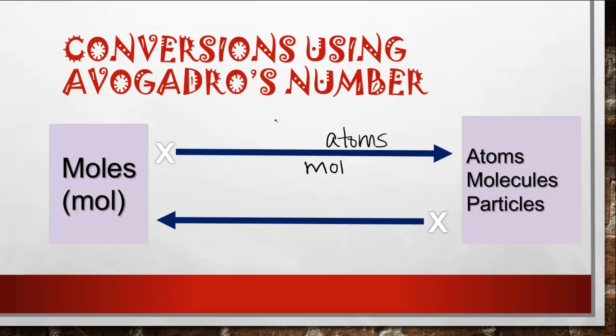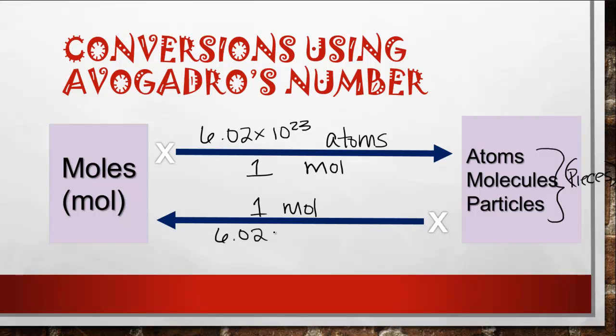So now again, to be a conversion factor, I need some numbers. Well, I'm going to use Avogadro's number, 6.02 times 10 to the 23rd, because we know there's that many atoms in 1 mole, or that many molecules, or that many particles in 1 mole. So you can think of these as pieces. How many parts do I have in 1 mole? If I'm going the other way, all I'm going to do is flip that conversion factor around, because my from and my to have now changed, but the numbers are the same.